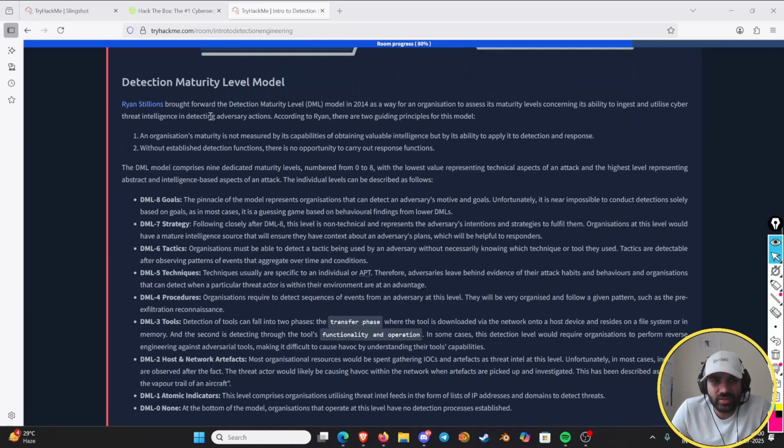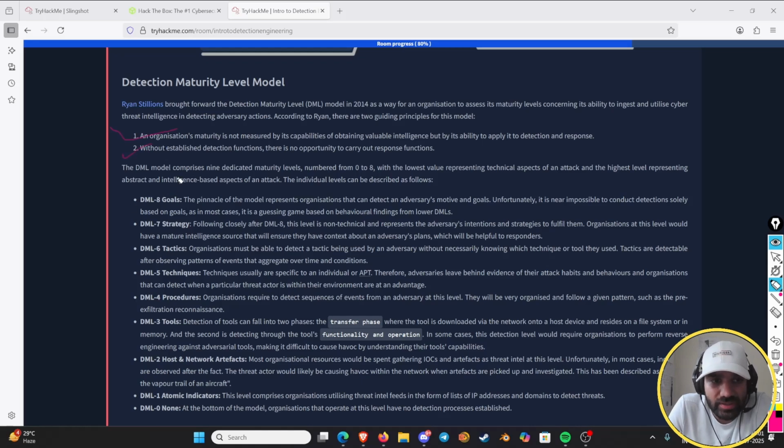Now we have the Detection Maturity Level model. Ryan Stillions brought forward the Detection Maturity Level (DML) model in 2014 as a way for an organization to assess its maturity level concerning its ability to ingest and utilize cyber threat intelligence in detecting adversaries' actions. According to Ryan, there are two guiding principles for this model. An organization's maturity level is not measured by its capability of obtaining valuable intelligence, but by its ability to apply it to detection and response. And without an established detection function, there is no opportunity to carry out the response function.